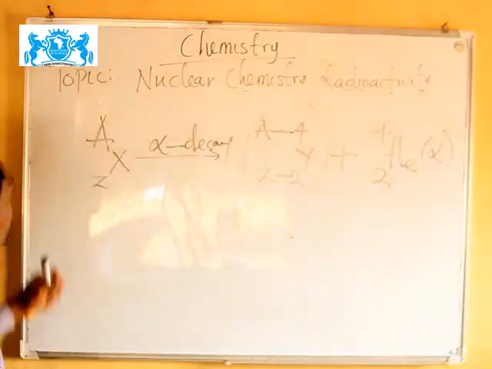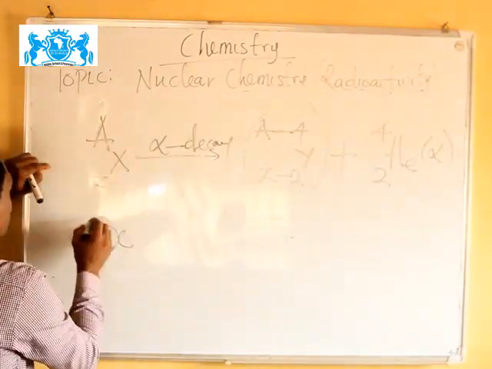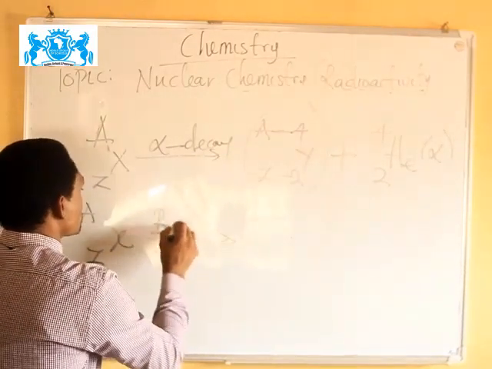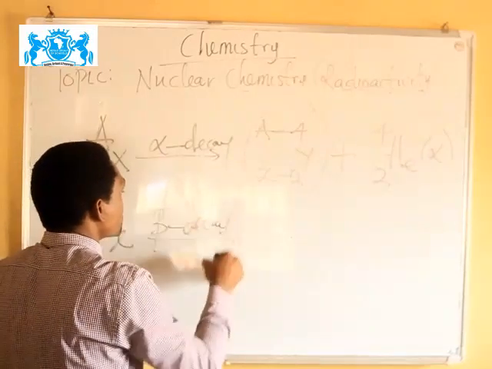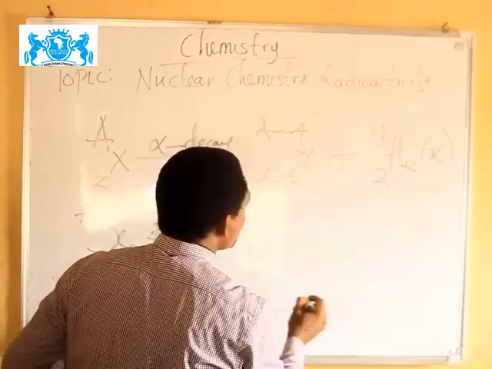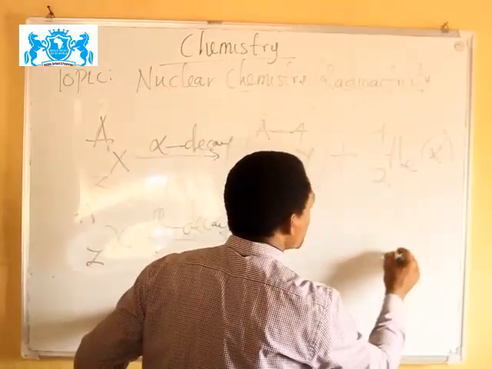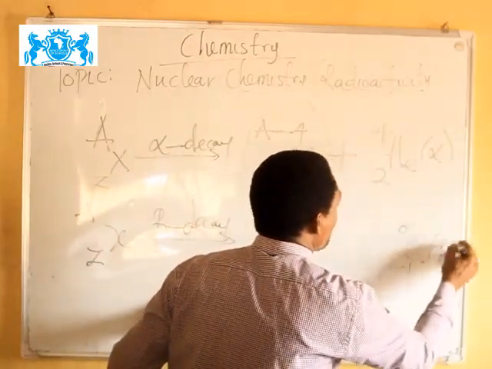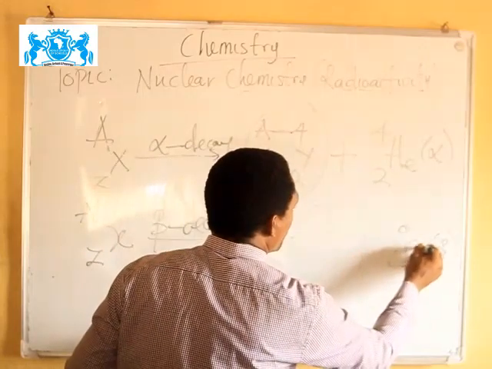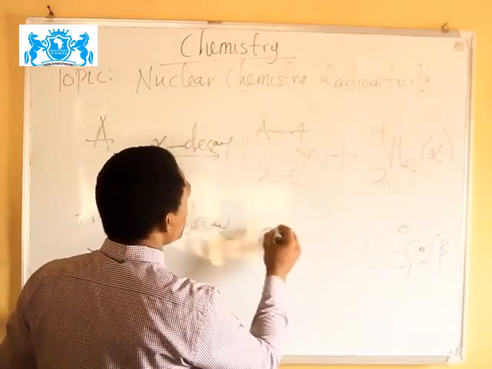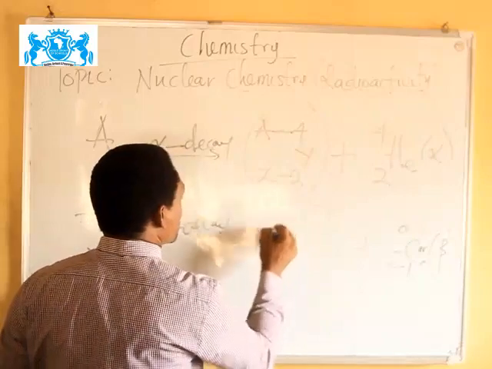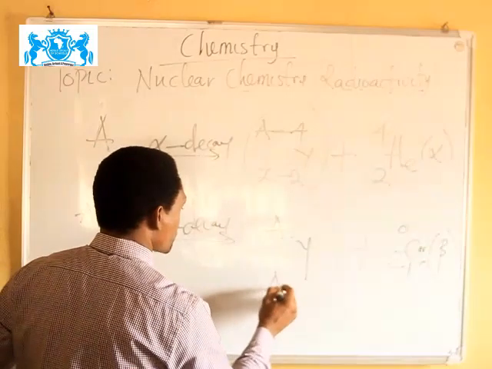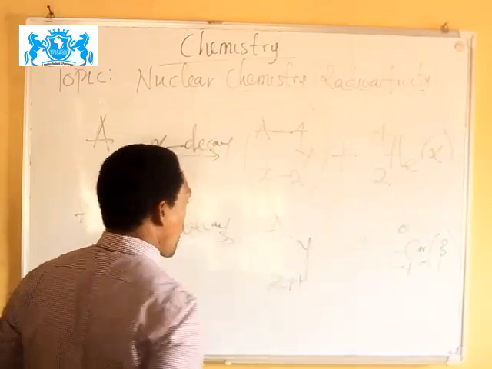The same thing happens if the same element undergoes beta decay. It will liberate a beta particle, which is represented by the symbol of an electron. In beta decay, nothing is added to the mass, so the mass remains the same, but 1 is added to the atomic number, so that will be Z plus 1.